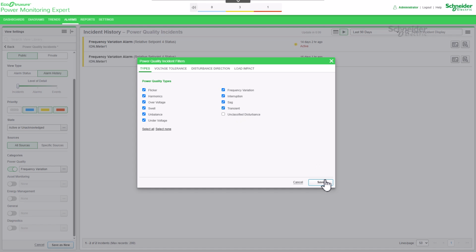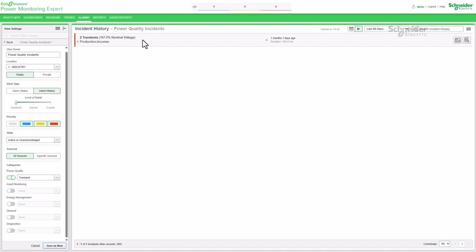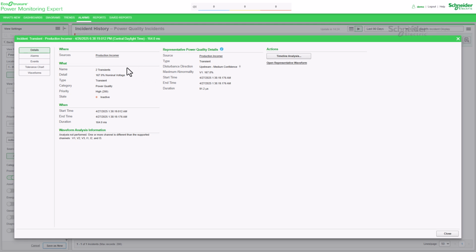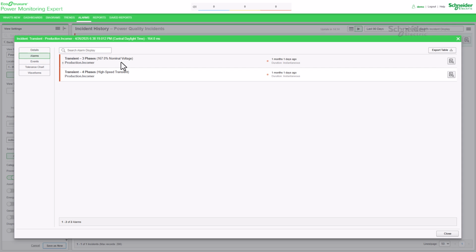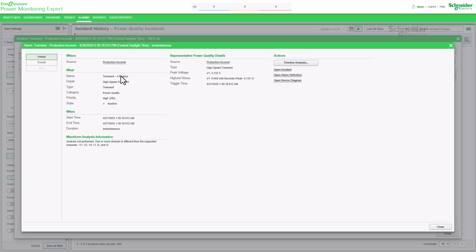Transients. Transients are very short power quality disturbances, from less than 50 nanoseconds to as long as 50 milliseconds, characterized by very high magnitudes of current and voltage, reaching thousands of volts and amps even in low voltage systems. Transients are caused mainly by lightning strikes or switching activities like transformer tap changing or capacitor bank switching.